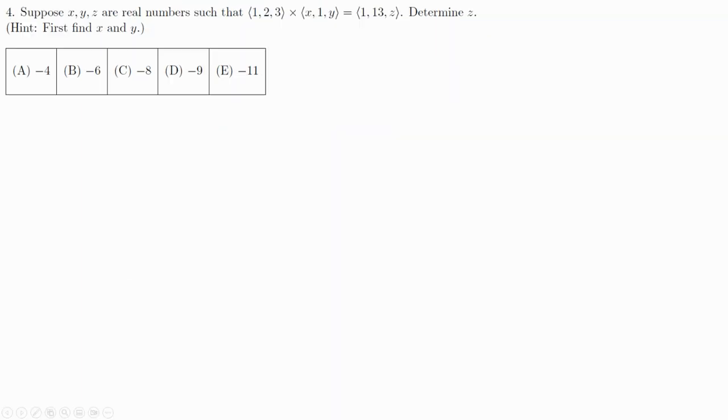Number 4. Suppose x, y, z are real numbers such that these are equal to this. Determine z. Hint, first find x and y. Okay, so first we can see there is a cross product between these two. What I like to do is write the numbers beneath each other, and then work systematically according to this.